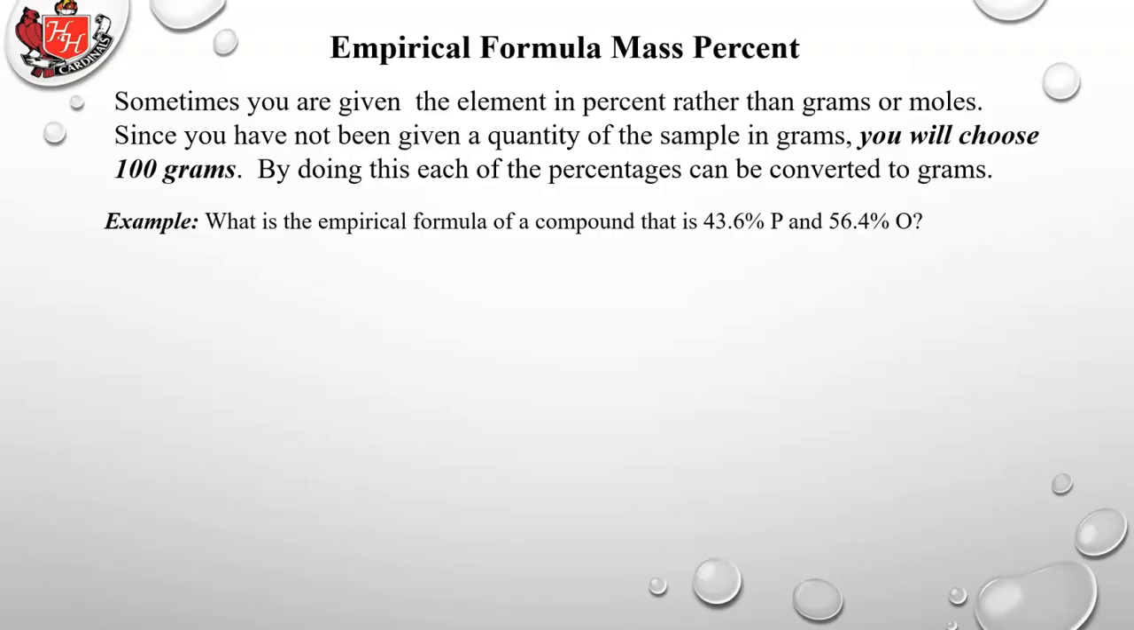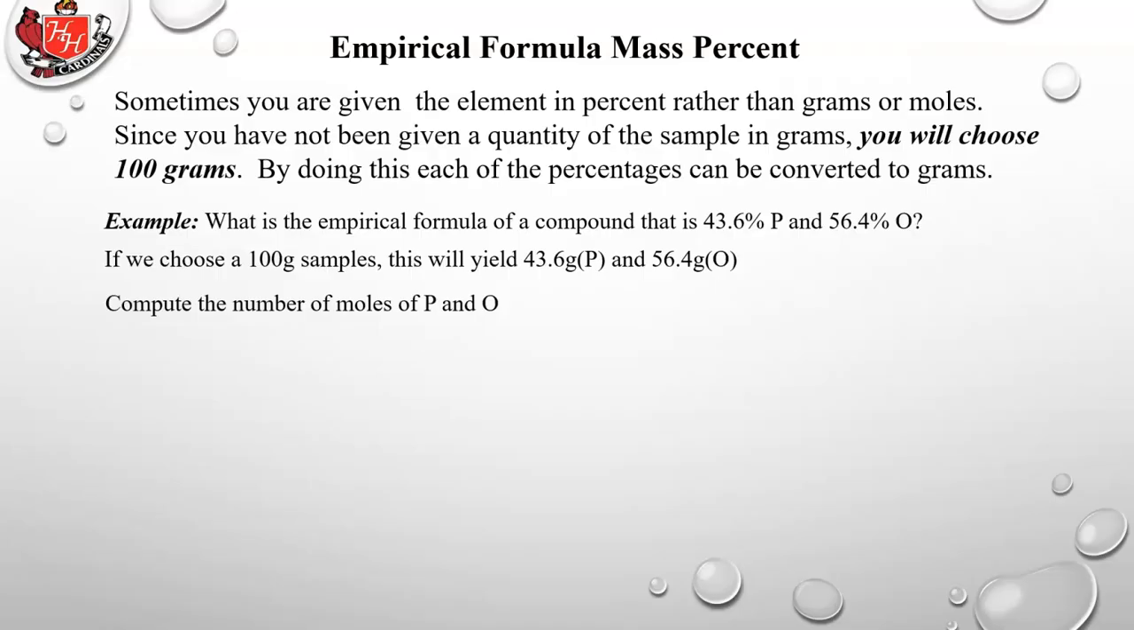So, example, what is the empirical formula of a compound that is 43.6% phosphorus and 56.4% oxygen? So if we choose a 100-gram sample, this will yield 43.6 grams of phosphorus and 56.4 grams of oxygen. Now we have units that we can use in chemical calculations, that is grams.